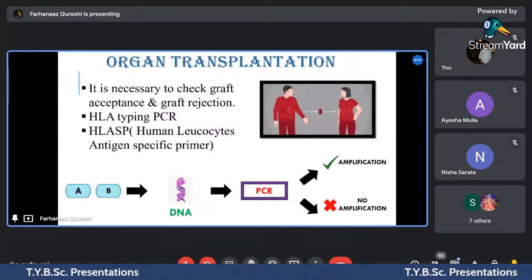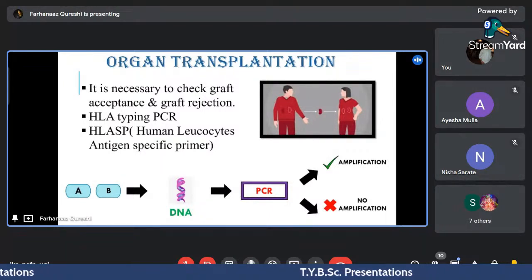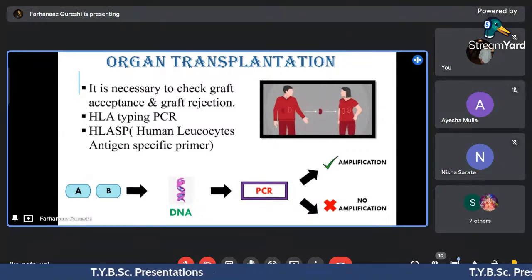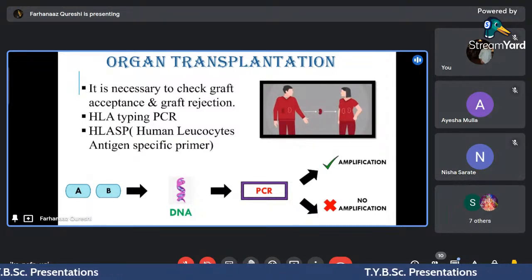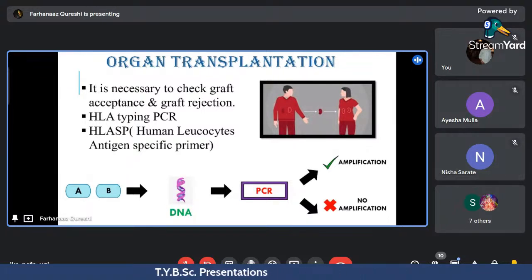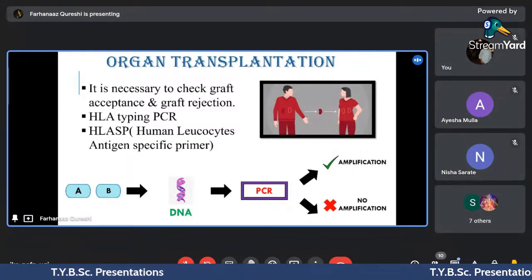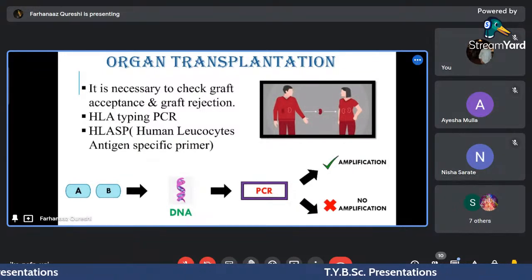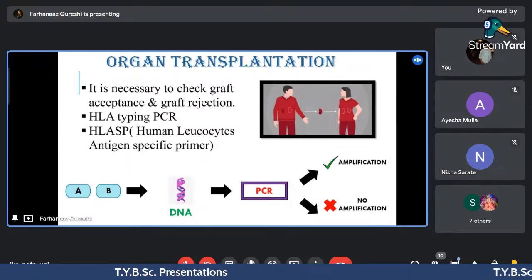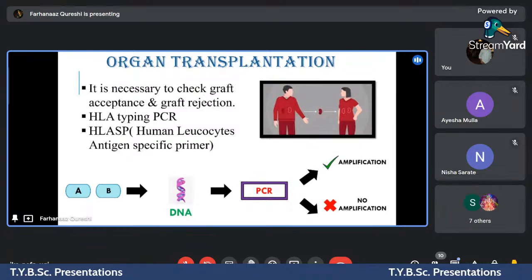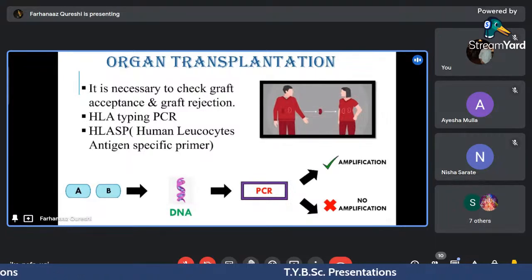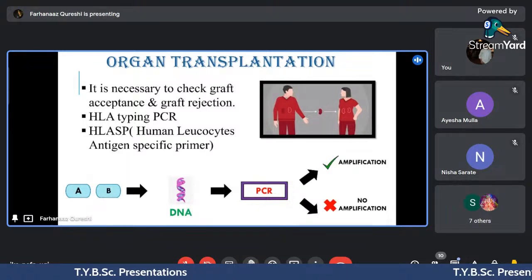Next is organ transplantation. Organ transplantation is a medical procedure in which an organ is removed from one body and placed in another body, the recipient, to replace a damaged or missing organ. In organ transplantation, polymerase chain reaction plays a role to detect the correct and suitable organ for an individual. Before organ transplantation, it is very necessary to check graft acceptance and graft rejection.